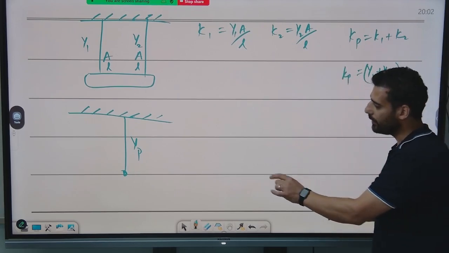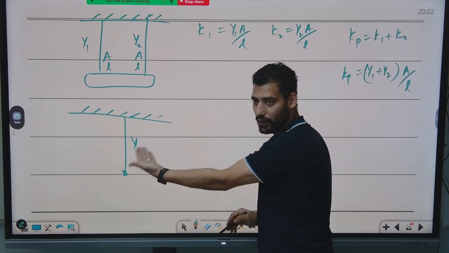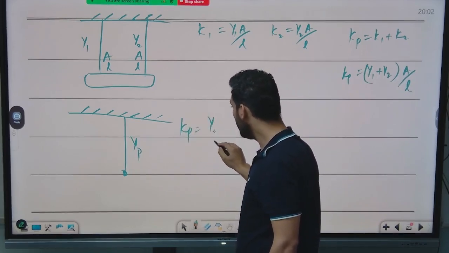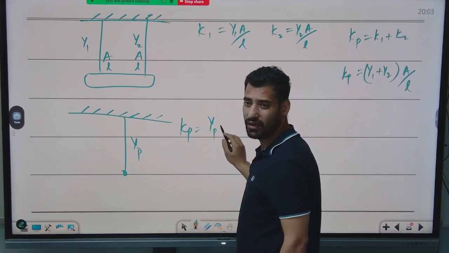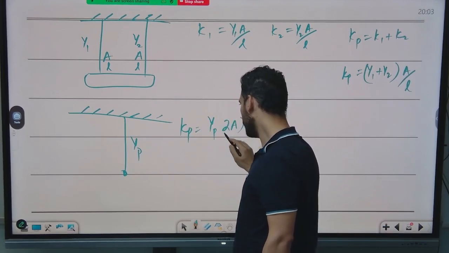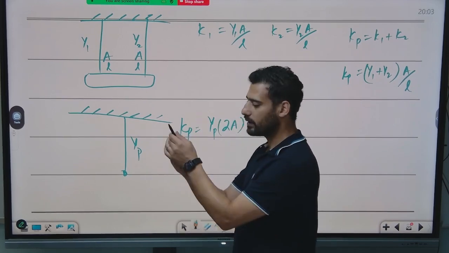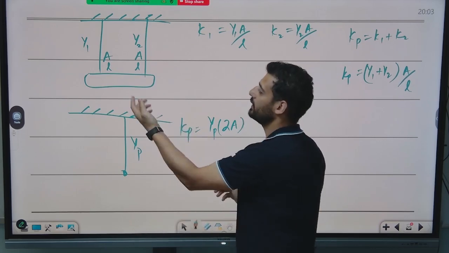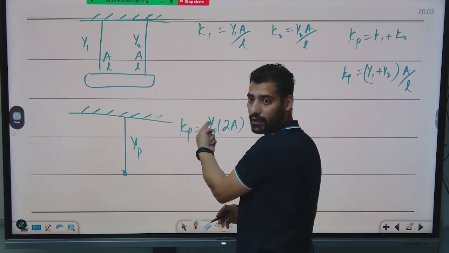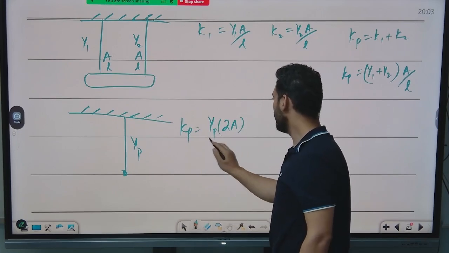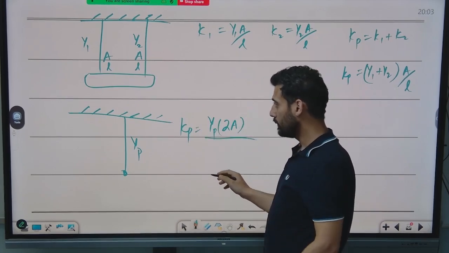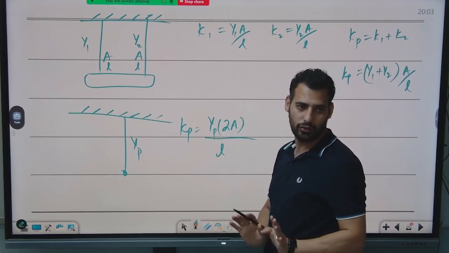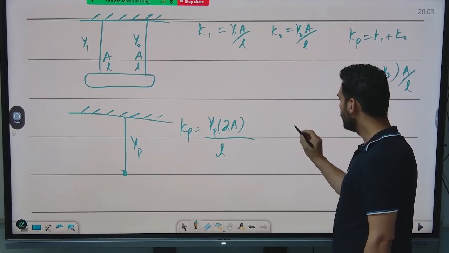But at the same time, this combination also has an equivalent K. That is Kp, which will be equal to Yp. What about area? 2A. Area won't be same. By L. Because when you are combining two rods, 1 and 2, area is doubled this time. In other case, if it was A1, A2, then A1 plus A2. That's the difference. Divided by length, which will still be the same. Length won't change. Clear or no?